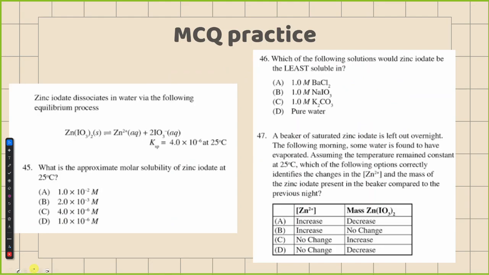Okay. Zinc iodate dissociates in water, and they gave us KSP. What is the approximate molar solubility of zinc iodate? So here, this is KSP, once again in the wrong pen. This is a 1 to 2 ratio, which is going to be x times 2x squared, which means we're going to get 4x to the third equals KSP. Plug in KSP.